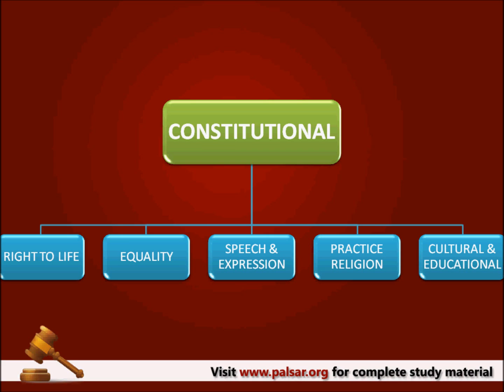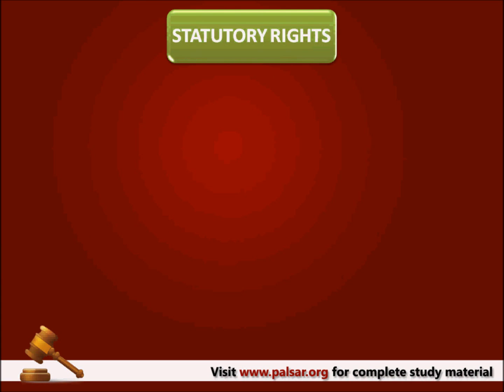Once a right is recognized under the constitution, it carries higher weight, and it is remedied or redressed through higher courts like High Court and Supreme Court under writ jurisdiction. And next is statutory rights. These are the rights which are acquired by persons in view of a law made by the appropriate legislature. It can be the state legislature or union legislature.